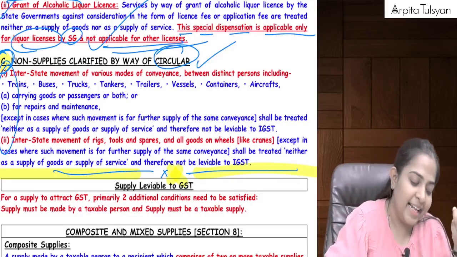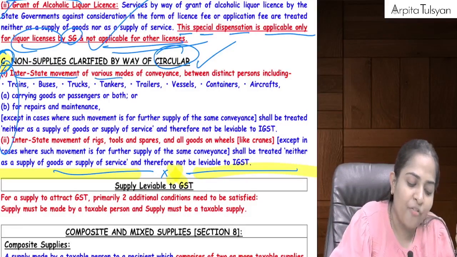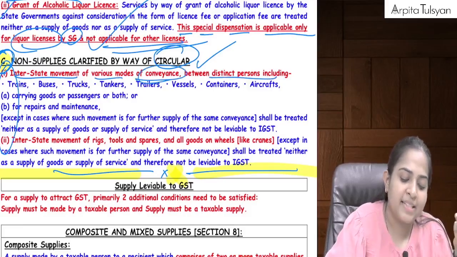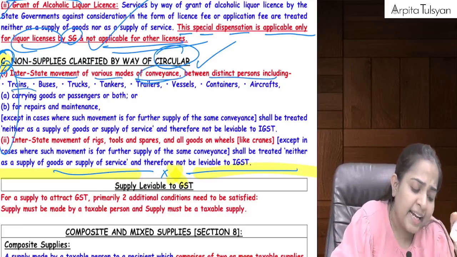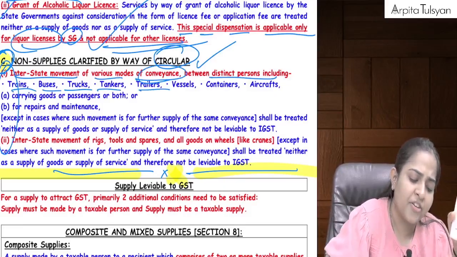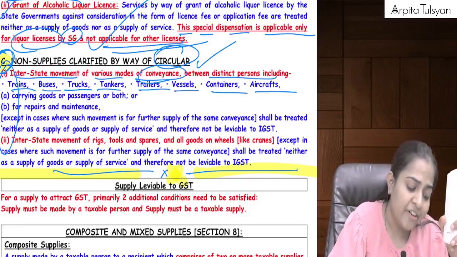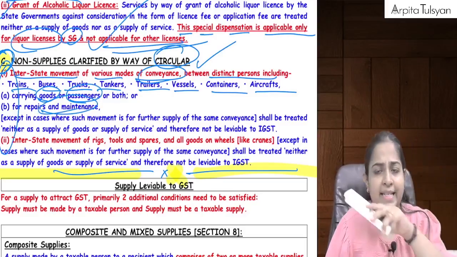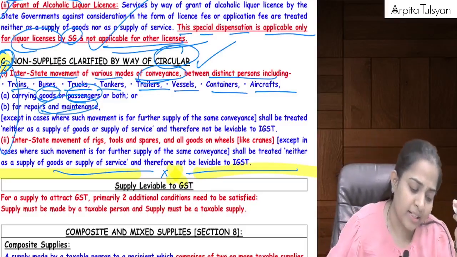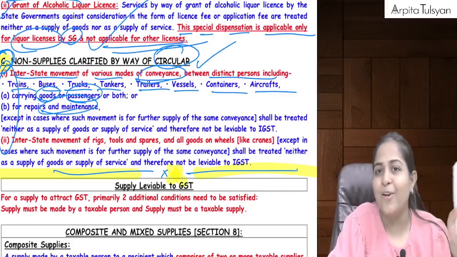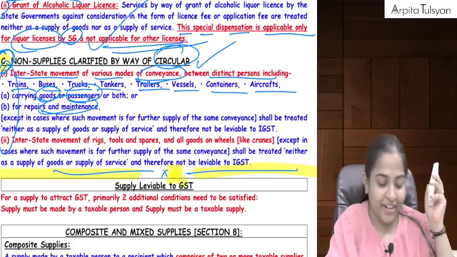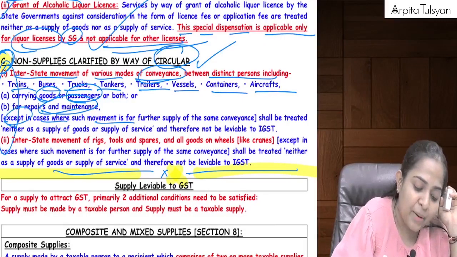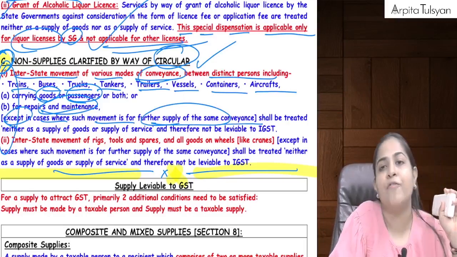Yes, so see what they are telling. Interstate movement of various modes of conveyance between distinct persons, including trains, buses, trucks, tankers, trailers, vessels, containers, aircraft, which is carrying goods or passengers or is moving for repairs and maintenance. If that vehicle is going from one place to another, then it will not be considered as a supply of that vehicle, except in cases where the movement is for further supply of the same conveyance.